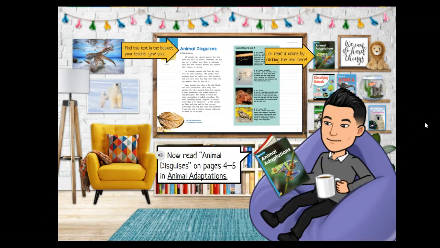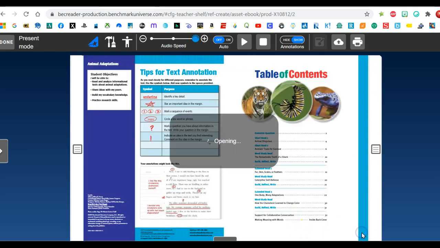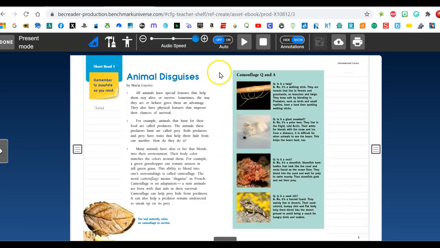Now read Animal Disguises on pages 4 to 5 in Animal Adaptations. So we're going to be in this booklet, and the slide said to read pages 4 and 5. So go to pages 4 and 5. Right here. Okay? Follow along. Short Read 1. Remember to annotate as you read.